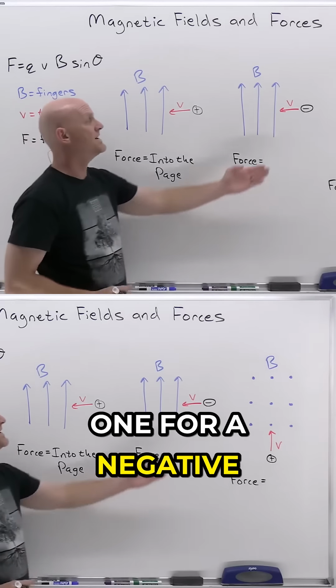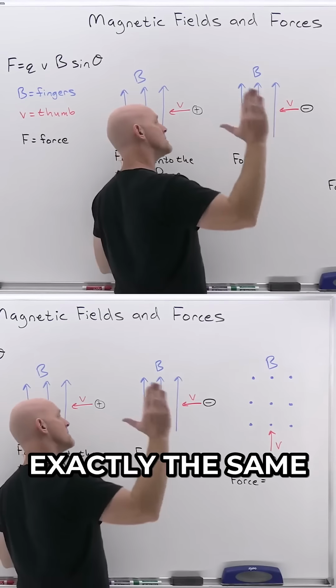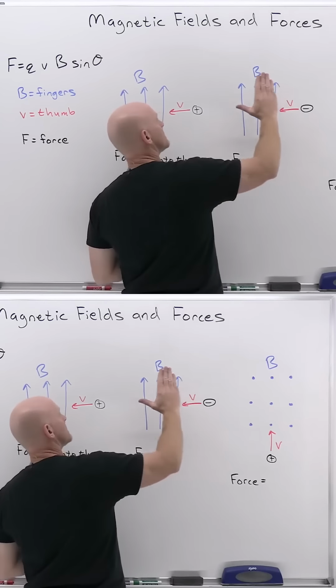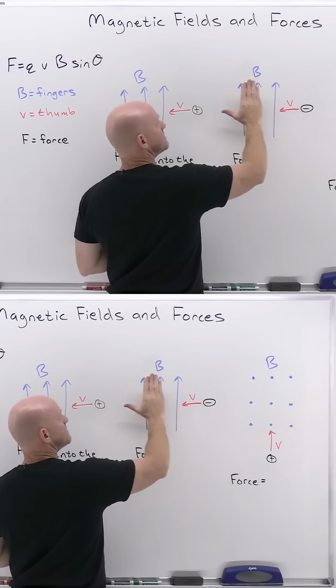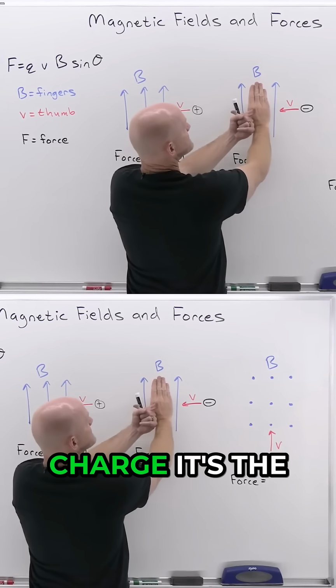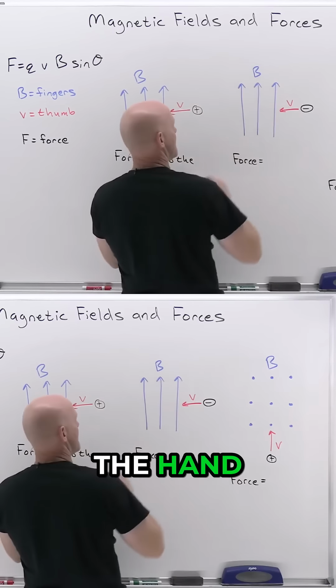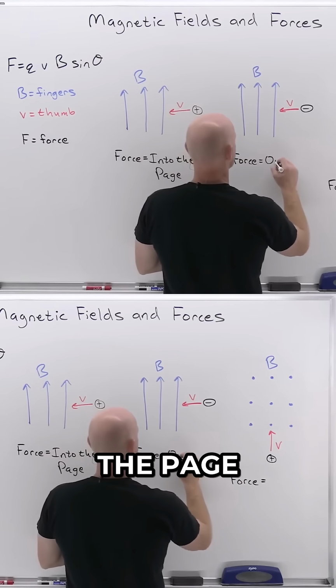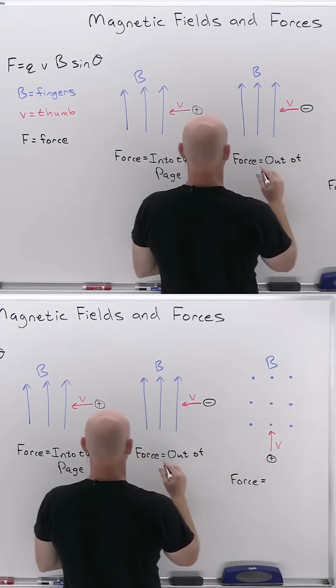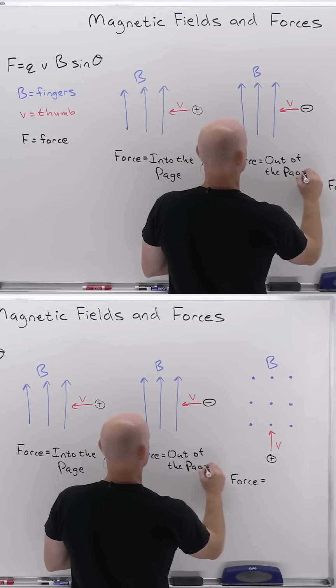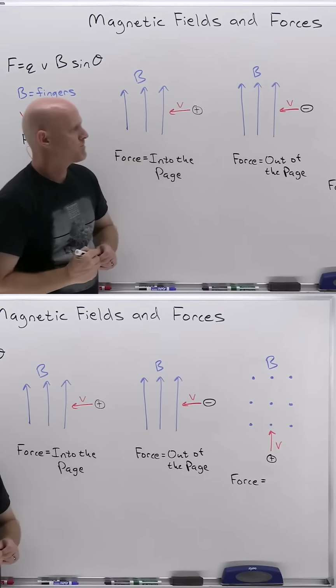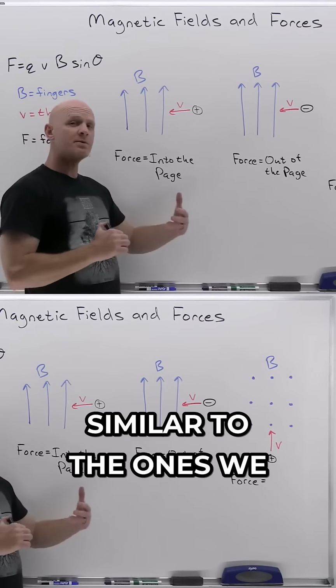For the next one, a negative charge, it would work exactly the same way. Again, make sure you're using your right hand. Fingers in the direction of the magnetic field, thumb in the direction of the velocity, but instead of coming out the palm, for a negative charge it's the opposite direction, coming out the back of the hand, which would now be out of the page. Okay, so similar to the ones we saw.